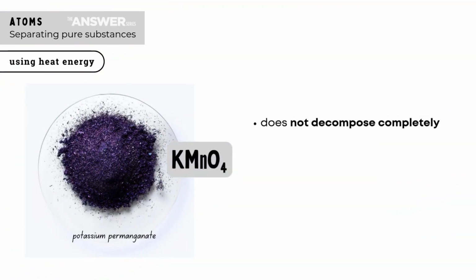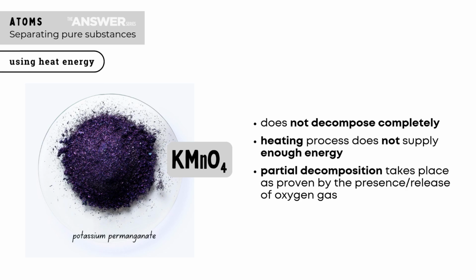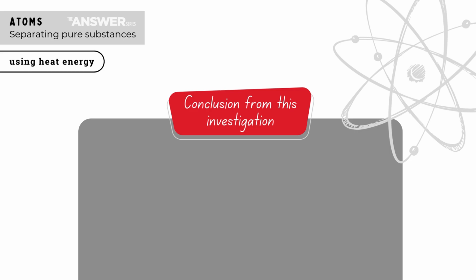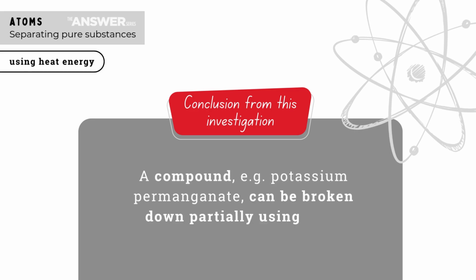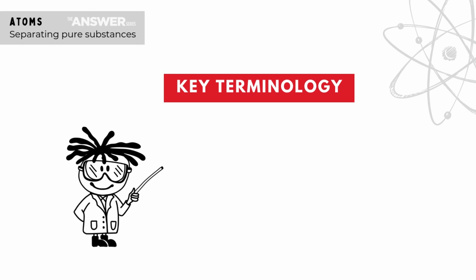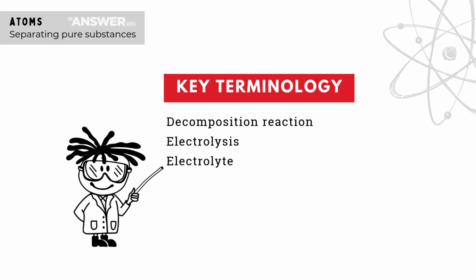Now, the potassium permanganate does not decompose completely, as the heating process doesn't supply enough energy for that to happen, but we know that some form of this compound is being broken down and releasing the oxygen. So from this investigation, we can conclude that a compound can be broken down partially using heat energy. Key terminology for this video includes decomposition reaction, electrolysis, electrolyte, electrode, anode, cathode, and precipitate.